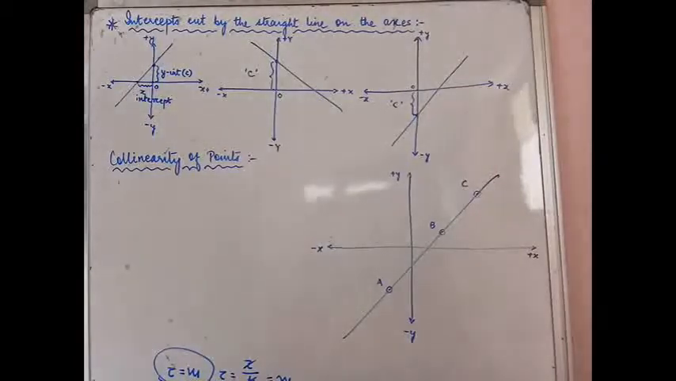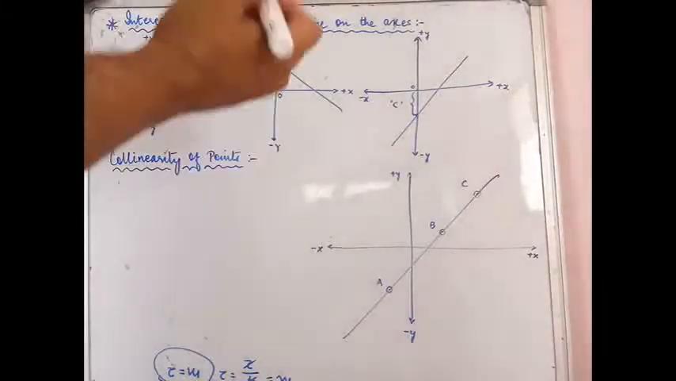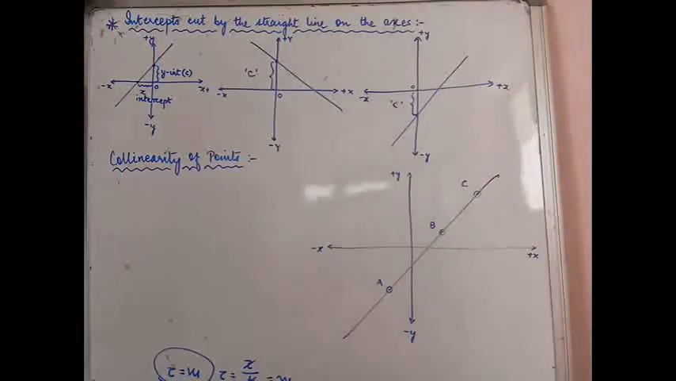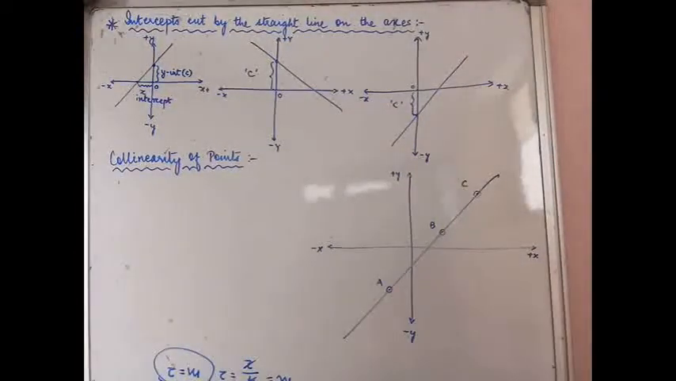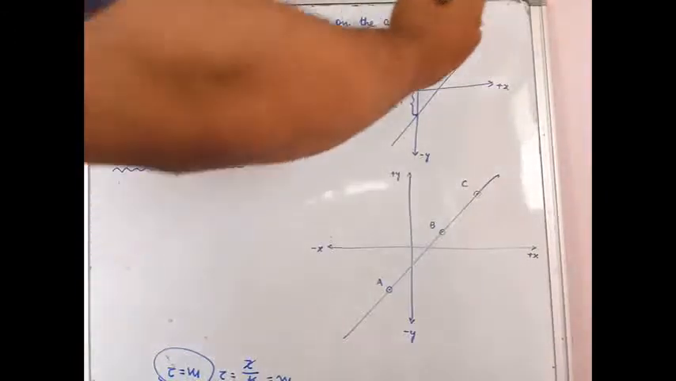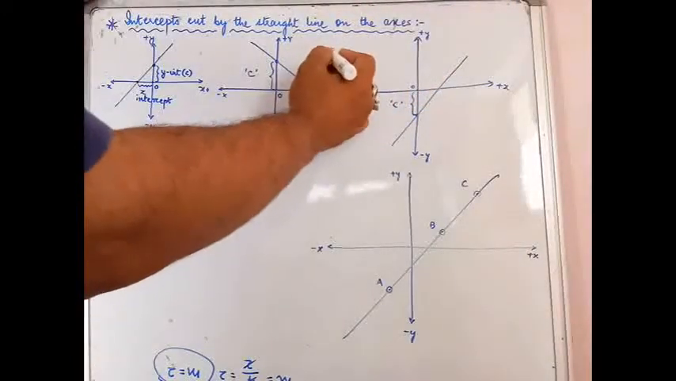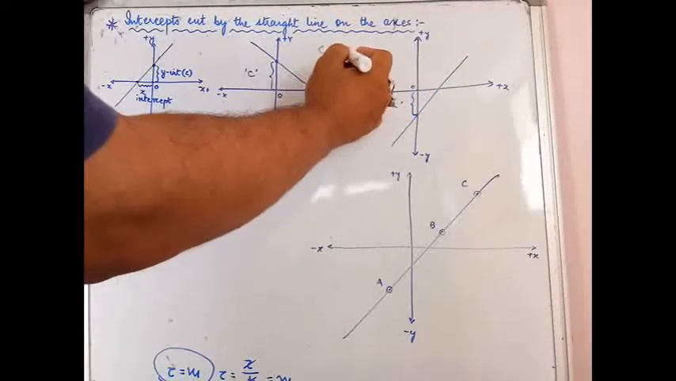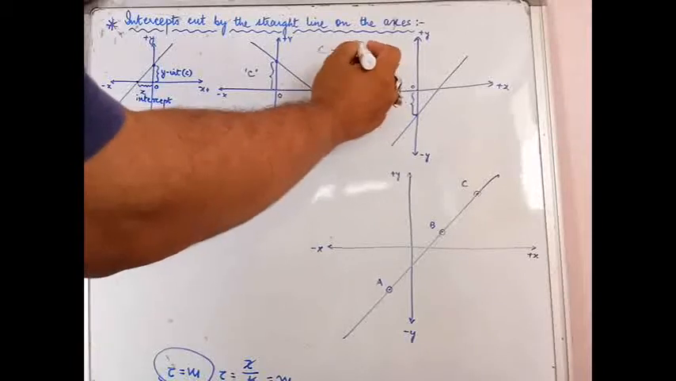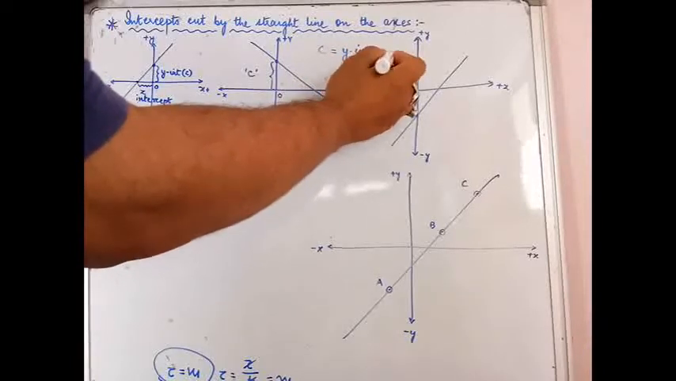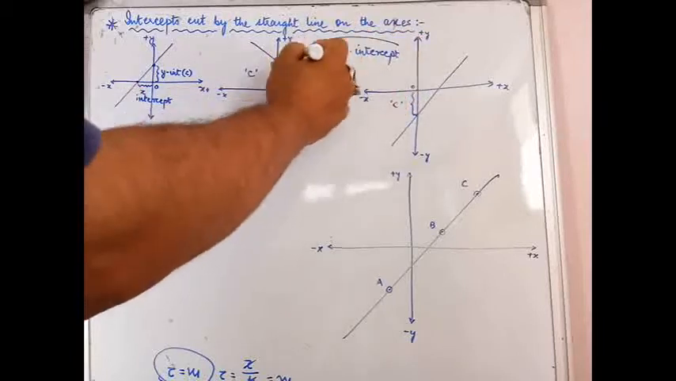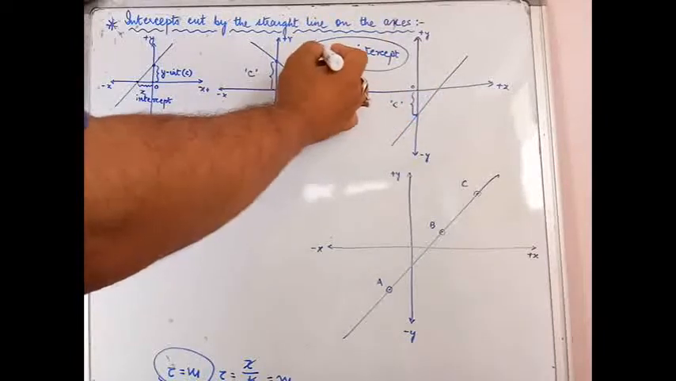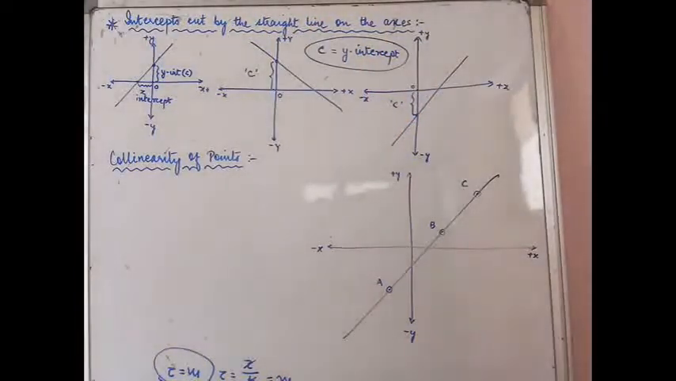Please remember that the y-intercept is a little more important, because in your questions, the very first form of equation will deal with the y-intercept. Please remember that the letter small c represents the y-intercept in case of a straight line. So small c will represent that.